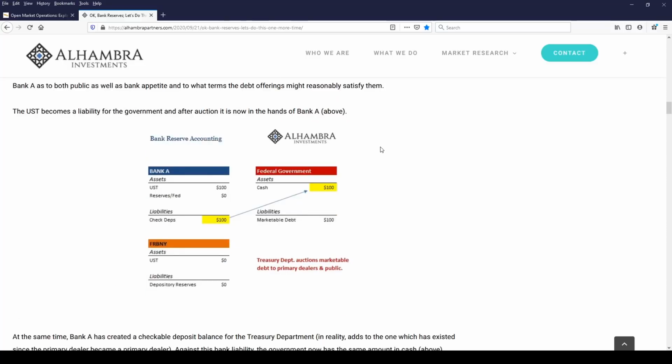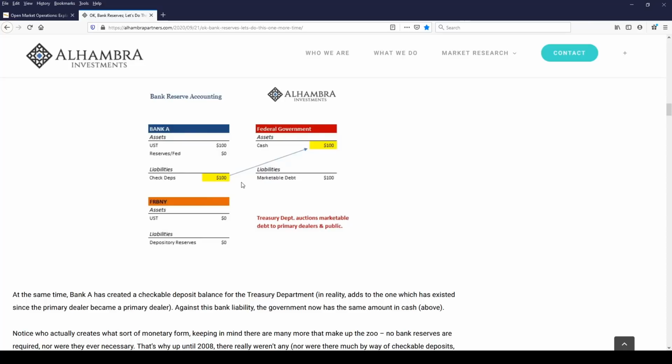Now, if we look at the next step that happens, banks then pay the U.S. Treasury for the debt. So the banks take some of their checkable deposits, and then that is paid to the U.S. Treasury. And what you see is the process now. The Treasury has auctioned marketable debt to the primary dealers and public and received cash for that debt. So the federal government has a liability of $100, and now they have cash of $100. The bank has an asset, the U.S. Treasury securities of $100, and a liability of $100.